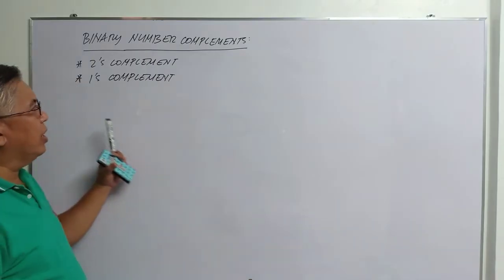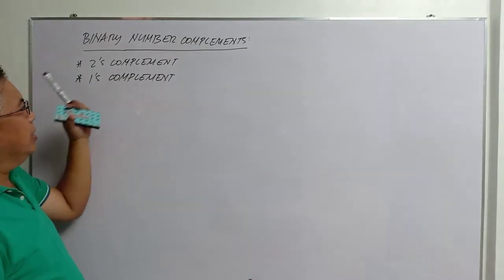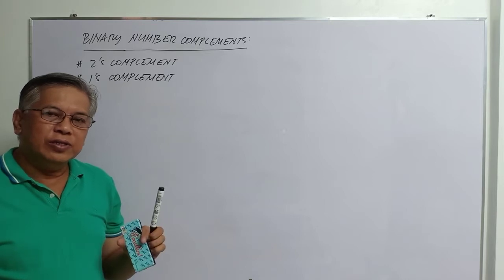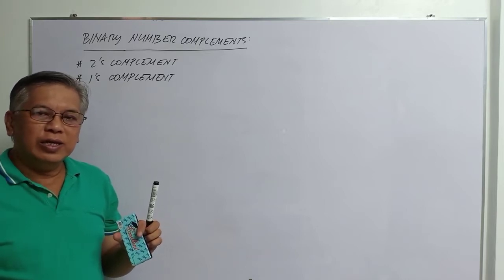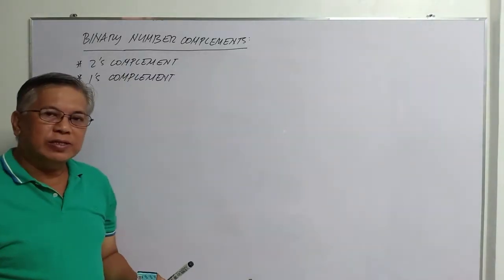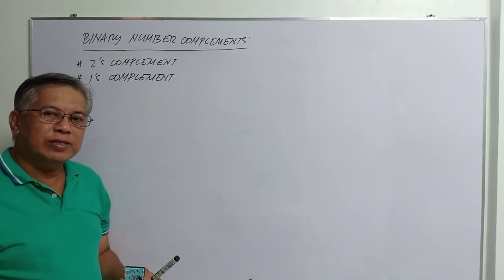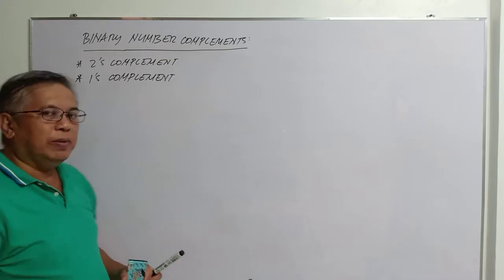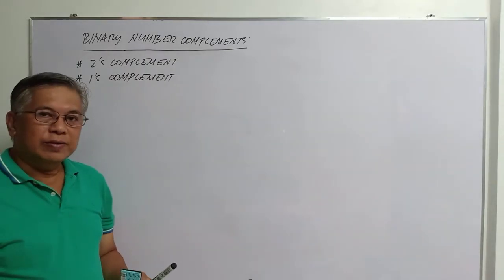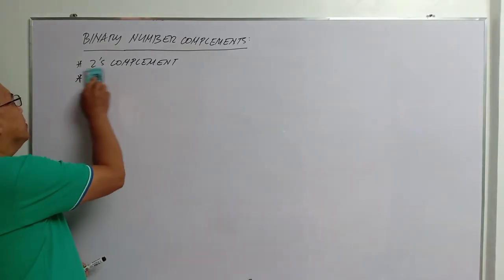So we need to use another method in subtracting or adding numbers which results in a negative value, and that is using the binary number complements. Now, there are two binary number complements. One is the 2's complement and the other one is the 1's complement. So let's make use of the 2's complement first.